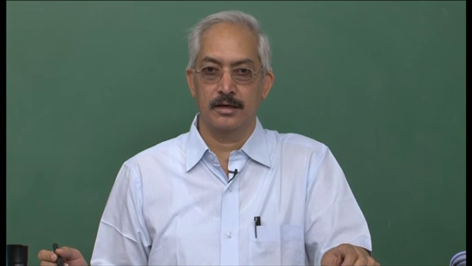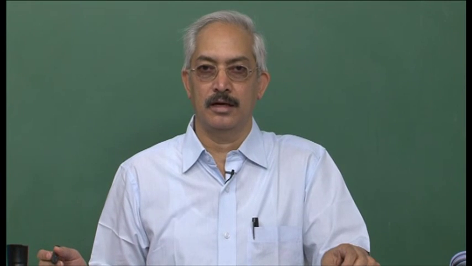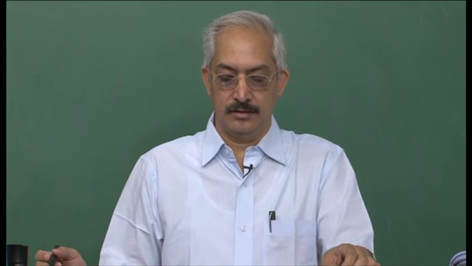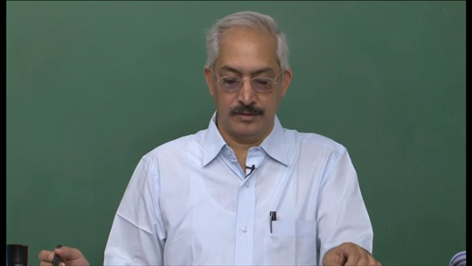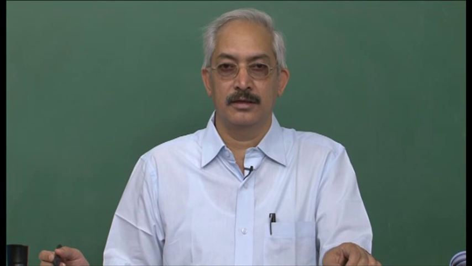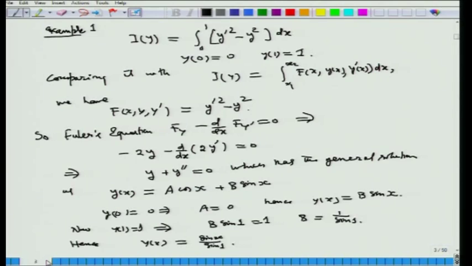In the last lecture, we discussed several examples as applications of Euler's theorem. In the first example, we considered the functional I(y) as the integral from 0 to 1 of y prime square minus y square dx, with the conditions y(0) equal to 0 and y(1) equal to 1.